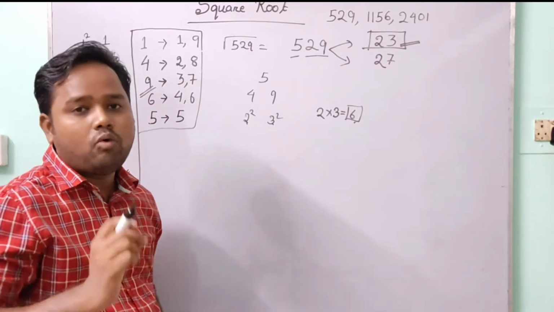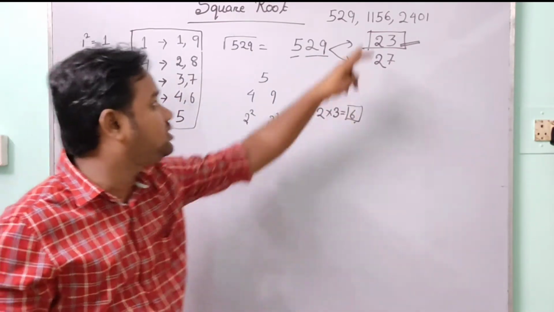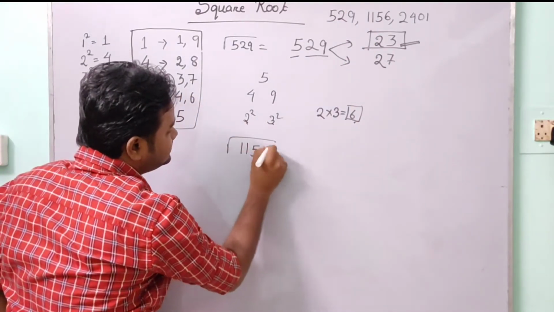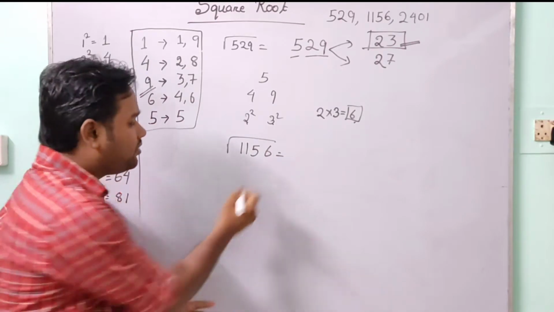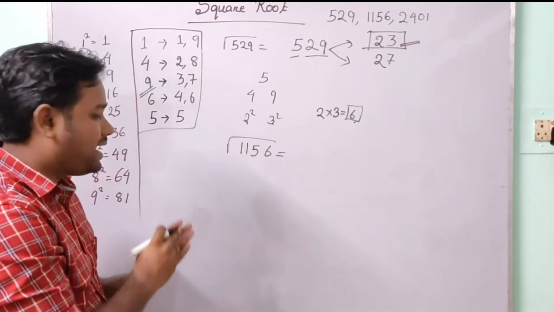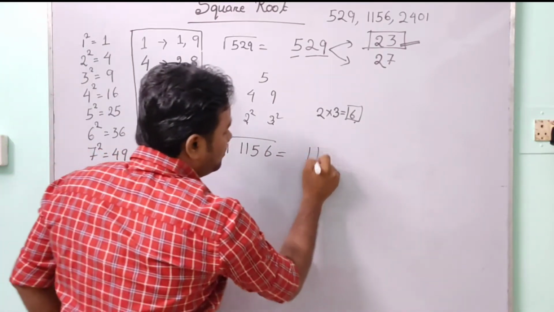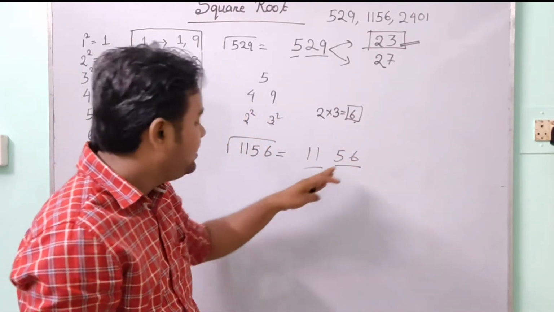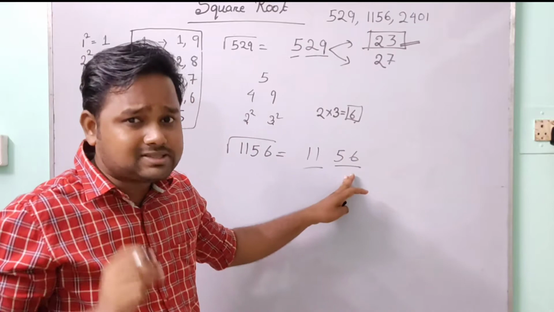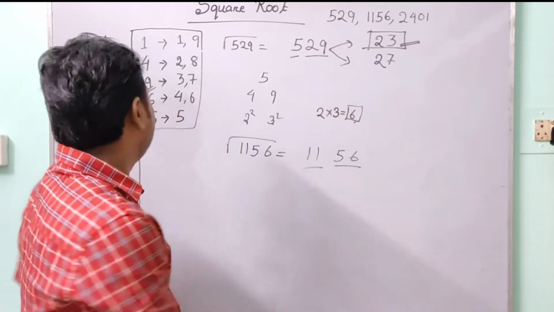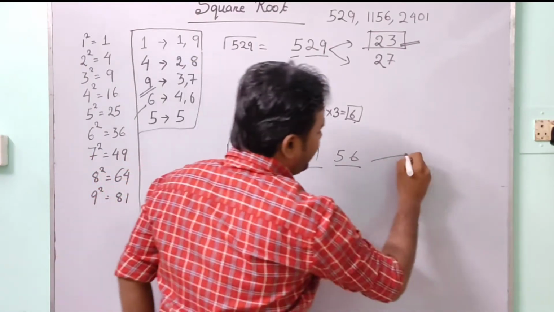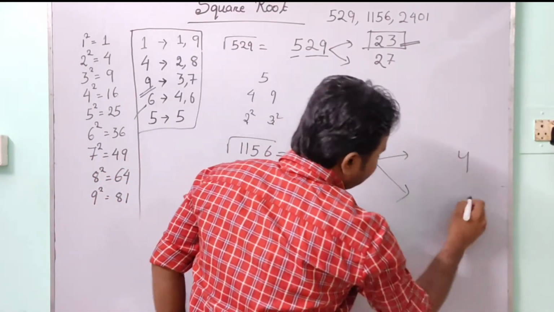Now I will take another example, which is 1156. The square root of 1156. I have to follow a similar process. I have to make pairs from the right hand side. So for 1156, by pairing I have got 56 and 11. In 56, what is the unit place? The unit place is 6. So in place of 6 I have written 4 and 6 here. So I can write either 4 or 6.